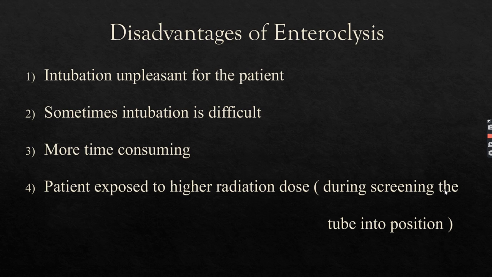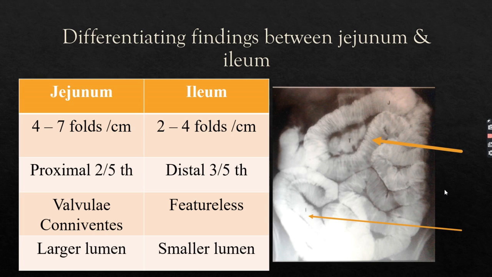The dose is even more than the nowadays available contrast enhanced CT scan. That's why, instead of enteroclysis, with the widespread availability of contrast enhanced computerized tomographic scan, CT is frequently used instead of enteroclysis. Now, what are the differentiating findings between jejunum and ileum? How do we identify them during enteroclysis or barium meal follow-through?